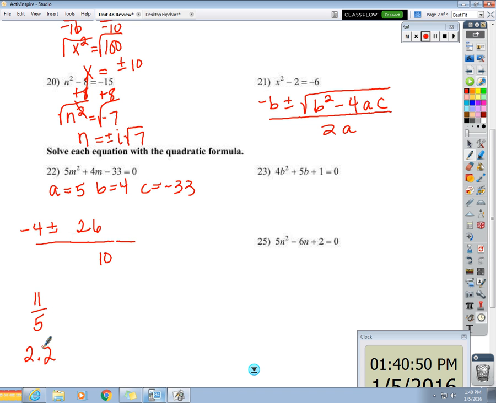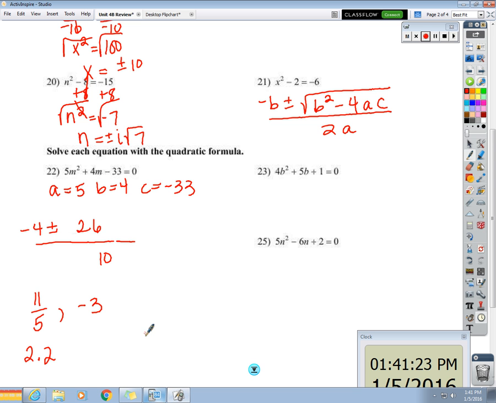Either one's acceptable. Now, okay, so look, I did negative 4 plus, now I need to do negative 4 minus 26. And what's that? Negative 30, and what's negative 30 over 10? Negative 3. So those are your answers, 11 over 5 and negative 3. And remember, 2.2 is the decimal value for 11 over 5.